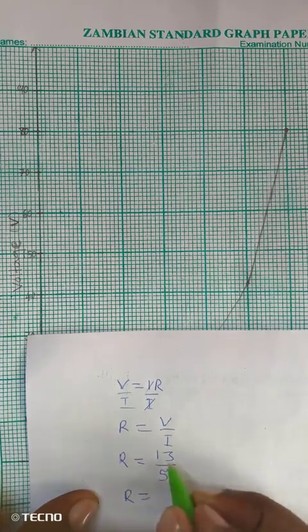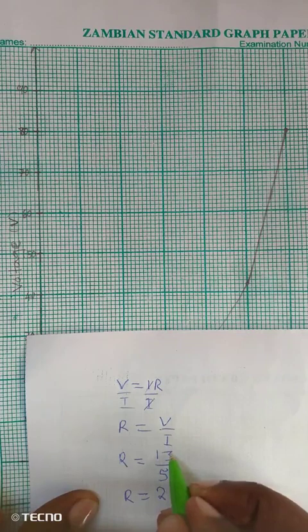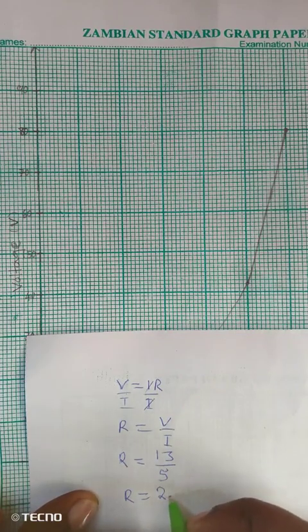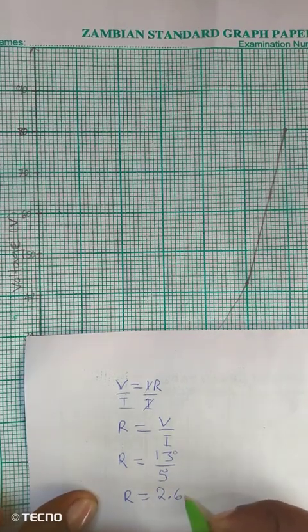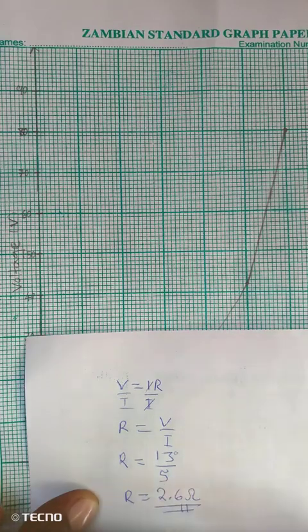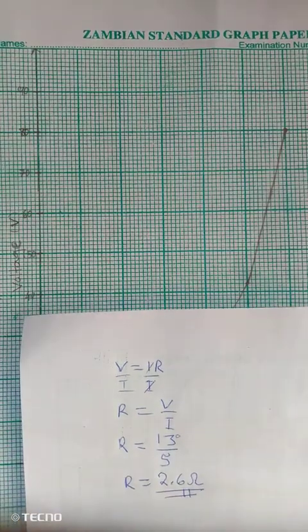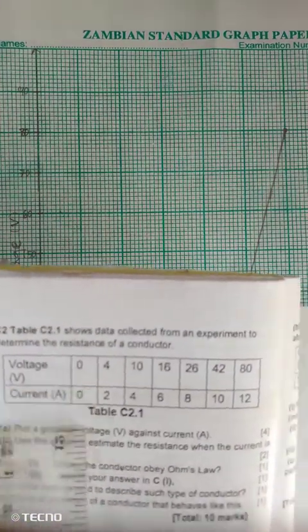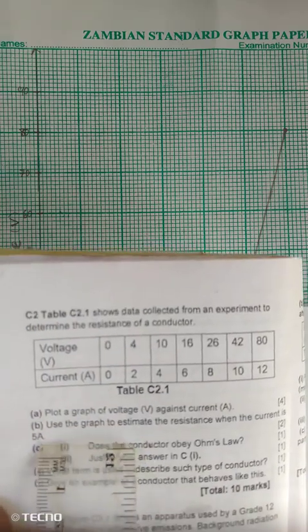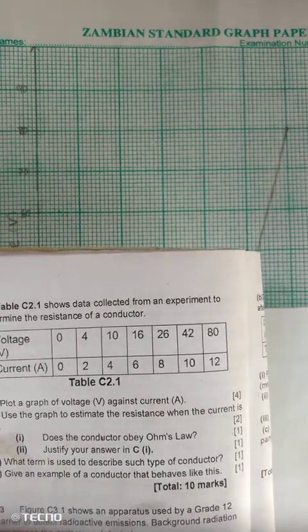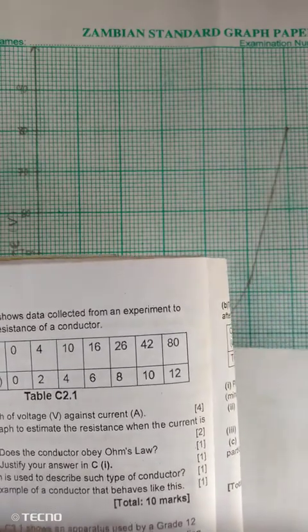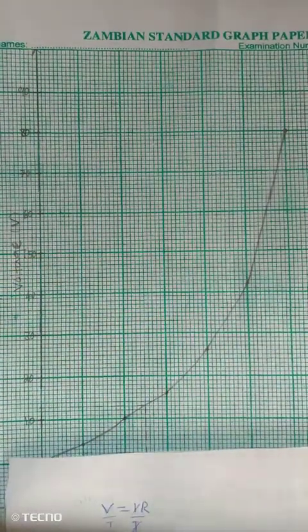So R is equal to 13 divided by 5, it's 2. Remember 3 there is point, then you add 0, then there is 6. So the resistance is 2.6 ohms. So you are done just like that. So just use the graph to answer B. This is B, to answer B to max. So that's all, just considering how your graph has come out. So this is the graph.